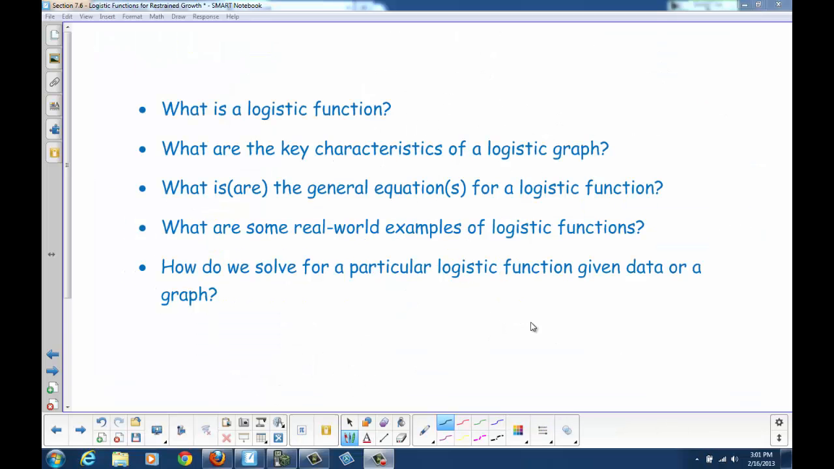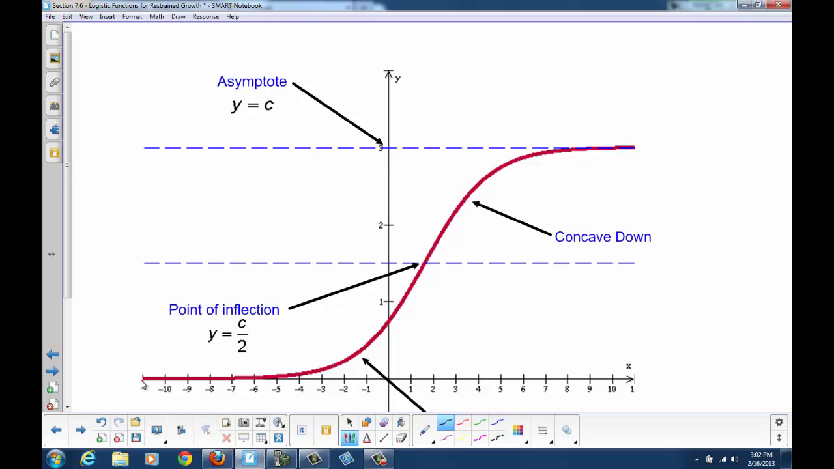All right, let's recap. What is a logistic function? Well, a logistic function is a function that has both an upper and a lower bound, where it transitions from your lower bound, shows exponential growth until it reaches a point of inflection, and then the growth slows down and levels off at the upper bound, which we call C.